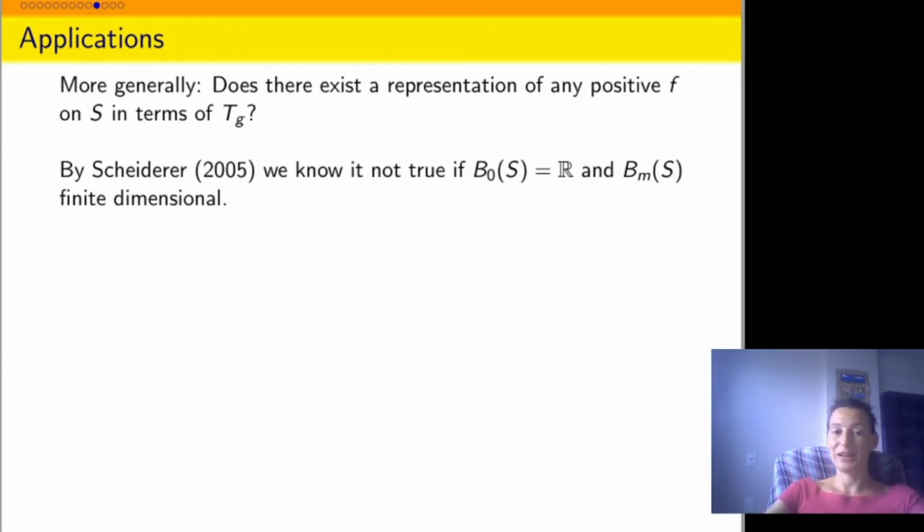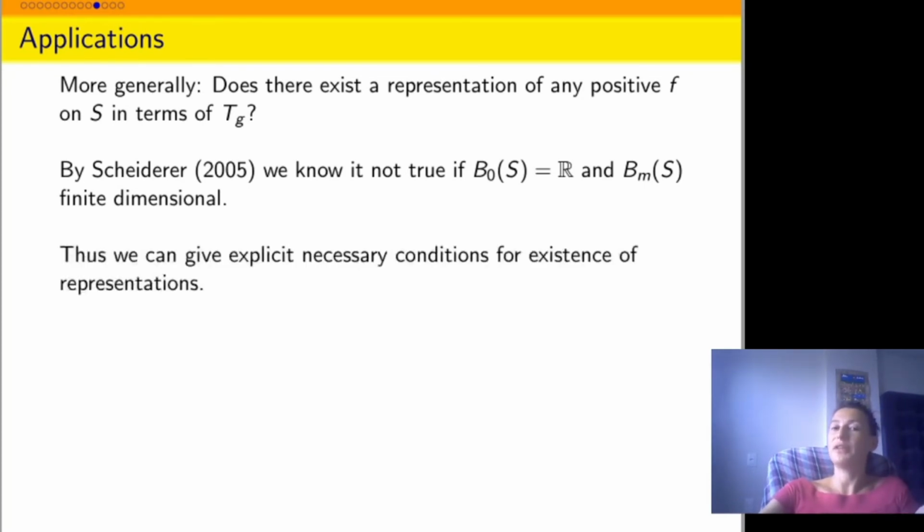Okay, by Scheiderer, we know that there does not always exist such a representation if the algebra of bounded polynomials is just constants and all the BM of S are finite dimensional. I would like to note that for weighted sets, the second assumption holds. So we need only verify the first.